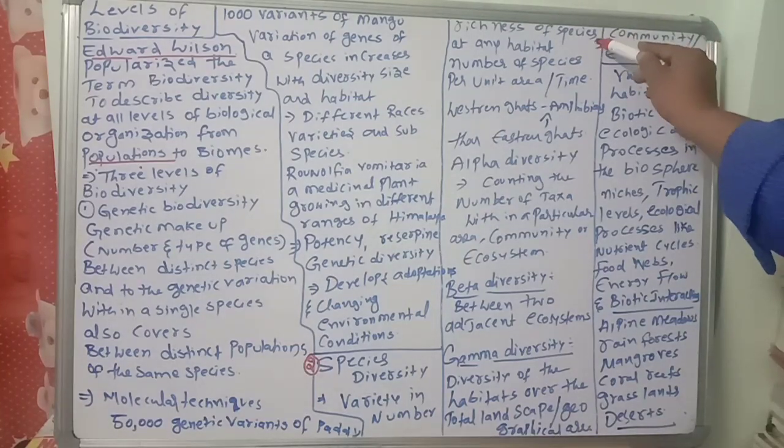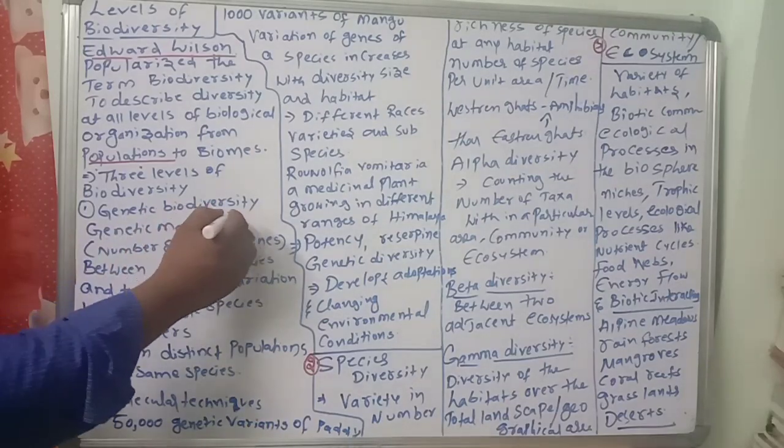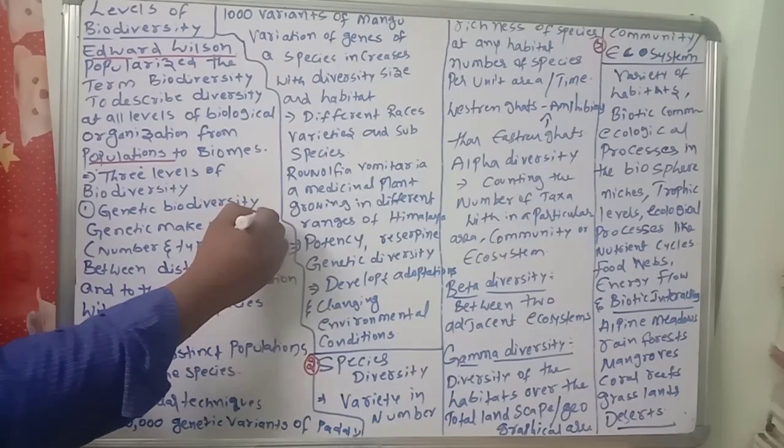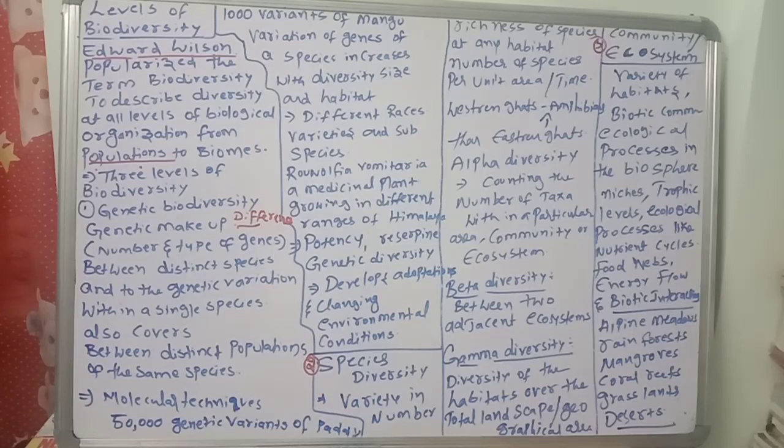So there will be different concepts in this video, so you should listen very carefully. Number one, genetic diversity refers to the differences in genetic makeup. Differences in the genetic makeup.